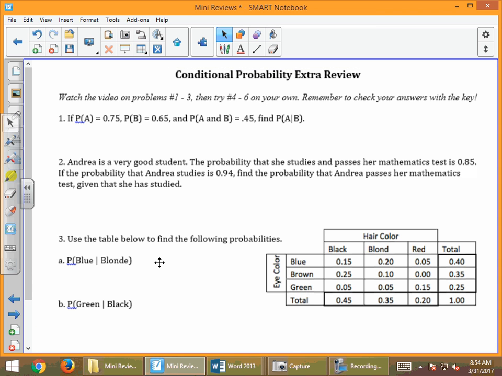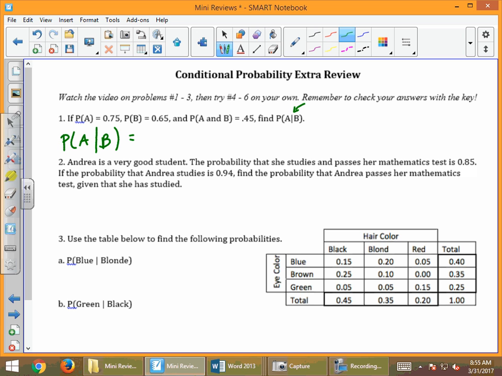So the probability of A is 0.75. The probability of B is 0.65. And the probability of A and B is 0.45. Find the probability of A given B. So whenever you have this straight up and down line, that means given. So that's not a fraction. You're not taking the probability of A and dividing it by the probability of B. When you have that straight up and down line, there's a special formula you use.